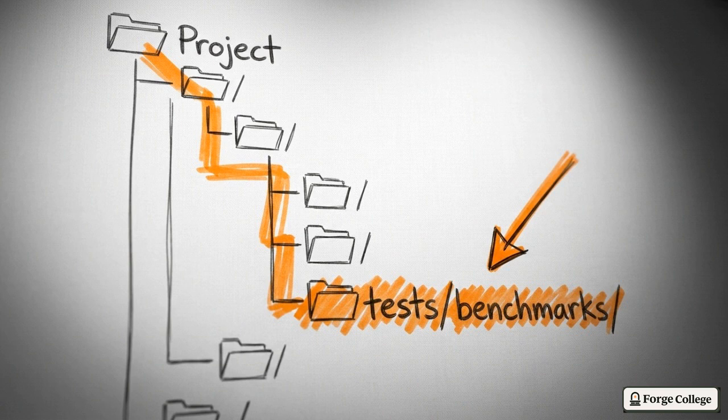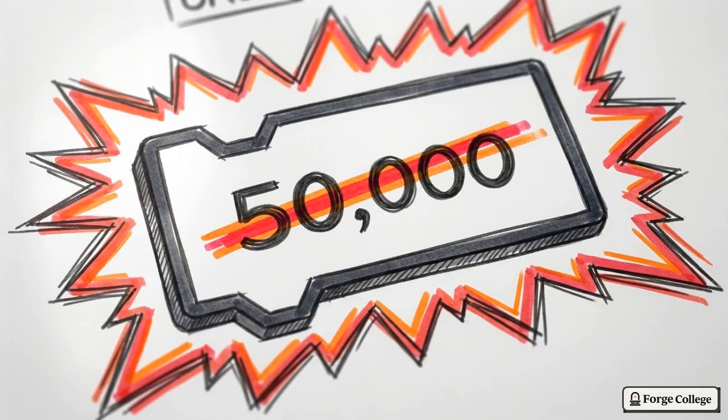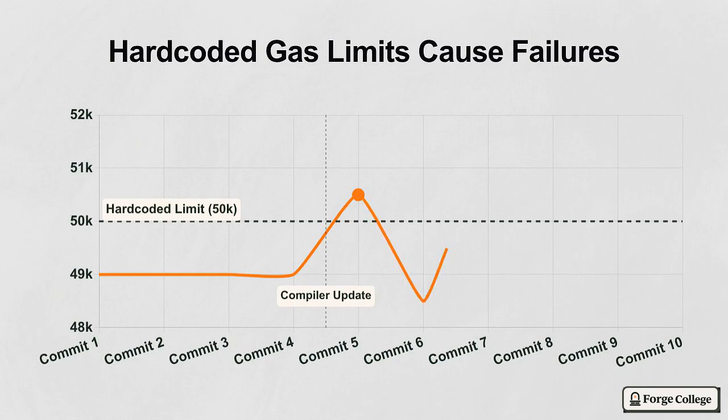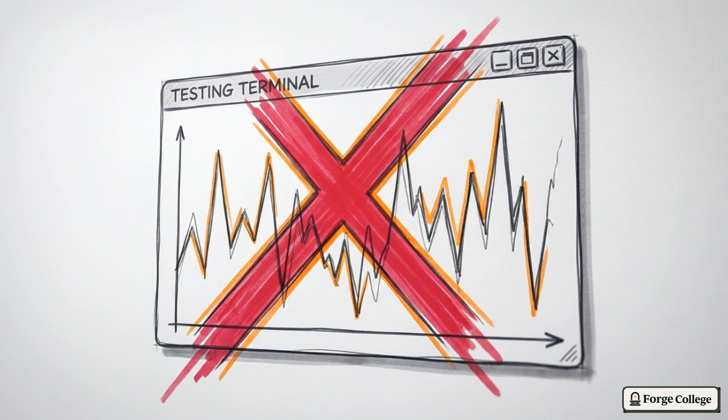We place the isolated function into a dedicated tests/benchmarks folder, separate from our standard daily unit tests. Now, a strong warning: never hardcode specific numerical gas limits directly inside your Solidity test code. If you hardcode a limit like must use less than 50,000 gas, minor compiler updates or valid optimizer tweaks will alter the cost. Your test suite will fail and your team will waste hours chasing ghosts.